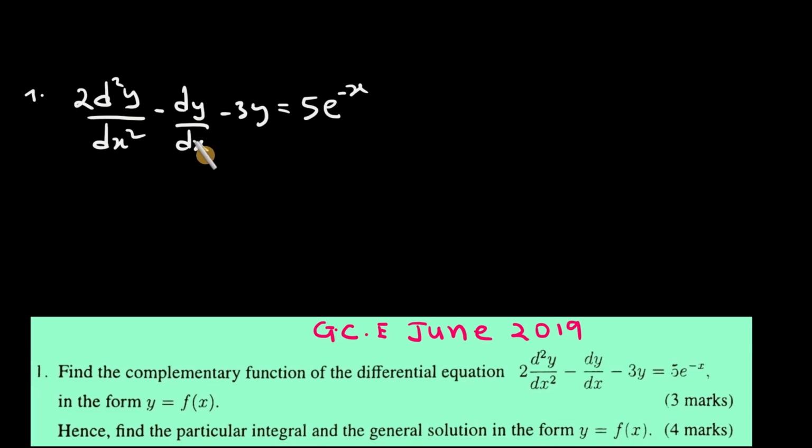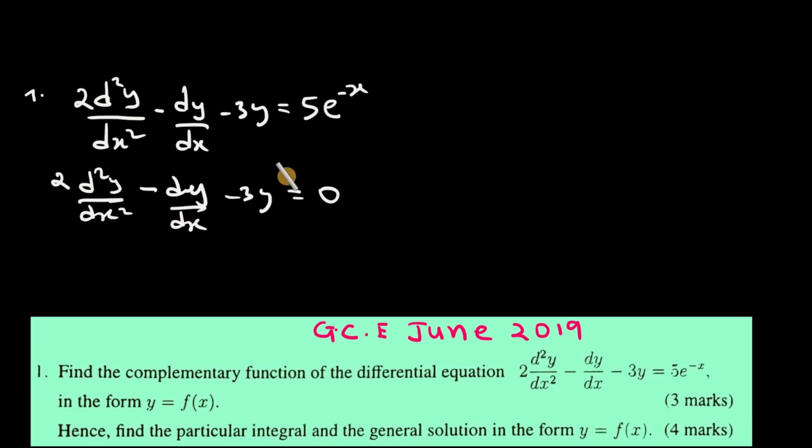To get the complementary function of this differential equation, we need to bring out the homogeneous equation, which is 2 d squared y dx squared minus dy dx minus 3y equals 0. So the homogeneous function is always the right hand side equated to 0. And then the next step is to get the auxiliary equation of this homogeneous function.